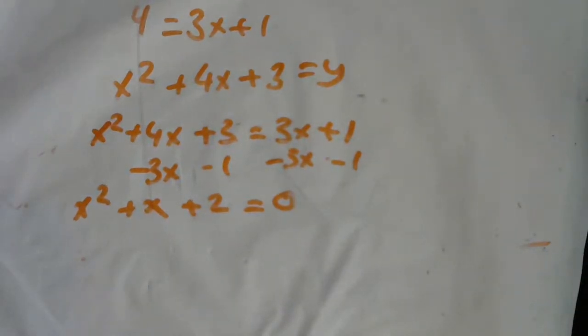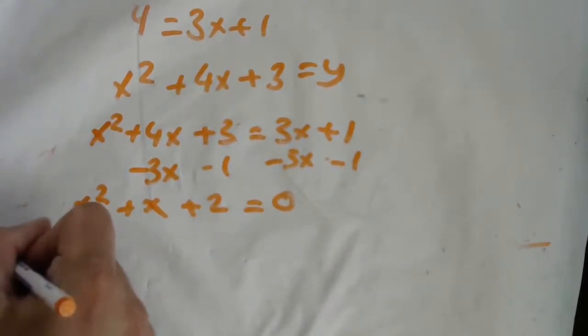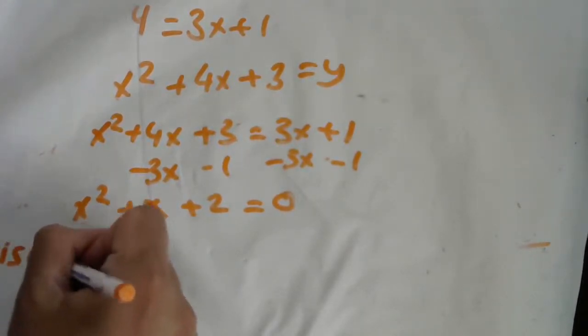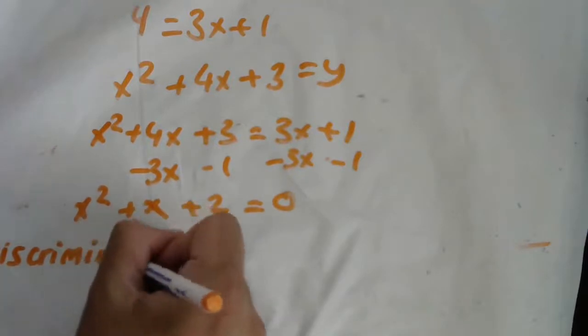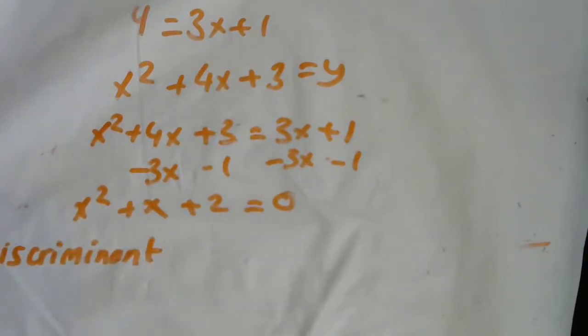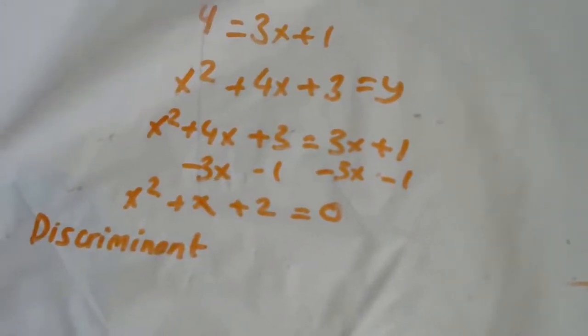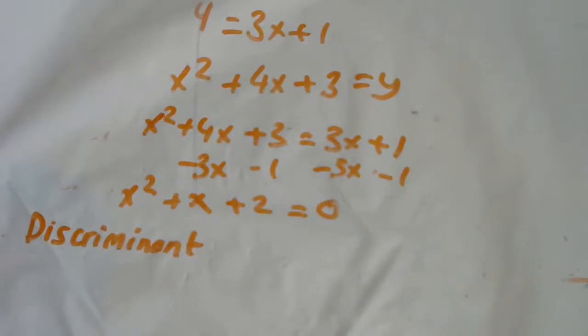Okay. So you got a quadratic equation. How do you know if it even solves or not? You can use something called the discriminant. So again, this is a new heading in your notes. The discriminant is what tells you whether a quadratic equation will solve or not.